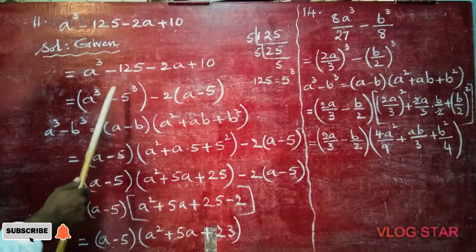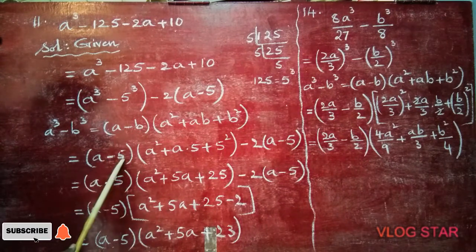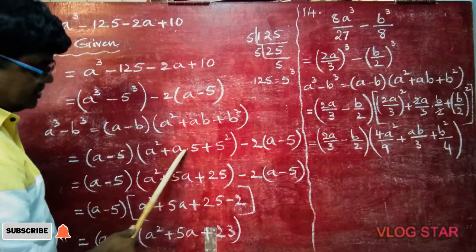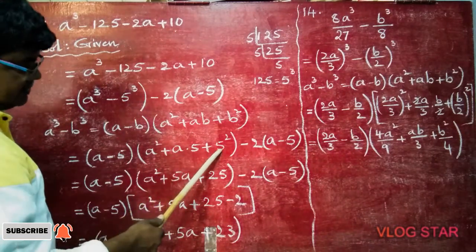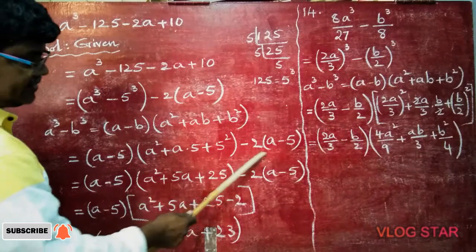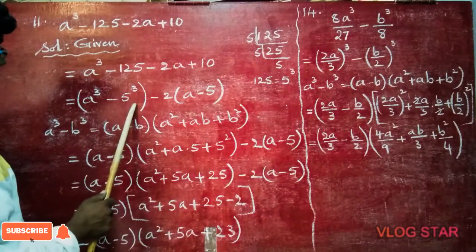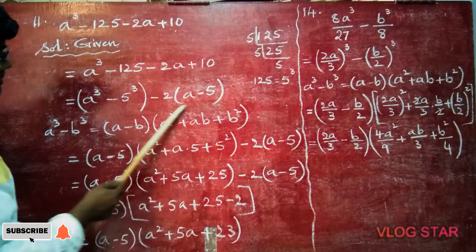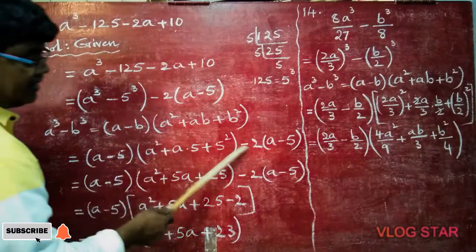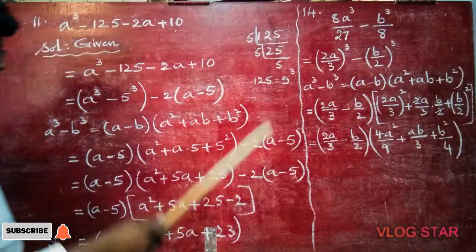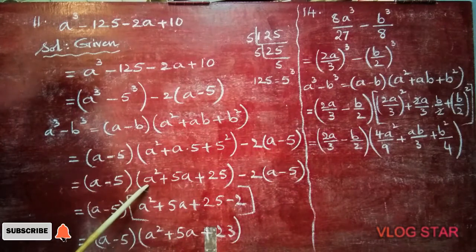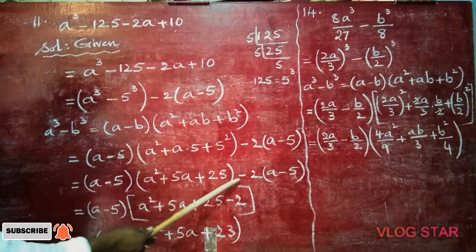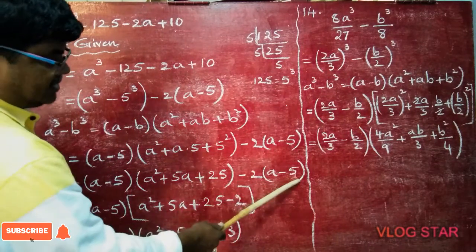In the place of b, 5 is there. So a minus 5 into a square plus a into 5. This is multiplication. Plus 5 square. Don't forget this one. We did the problem up to here only. First part only we did. Still second term is there. Some will forget this one. Don't forget: minus 2 into a minus 5. Now a minus 5 into a square plus 5a plus 5 5s are 25, minus 2 into a minus 5.